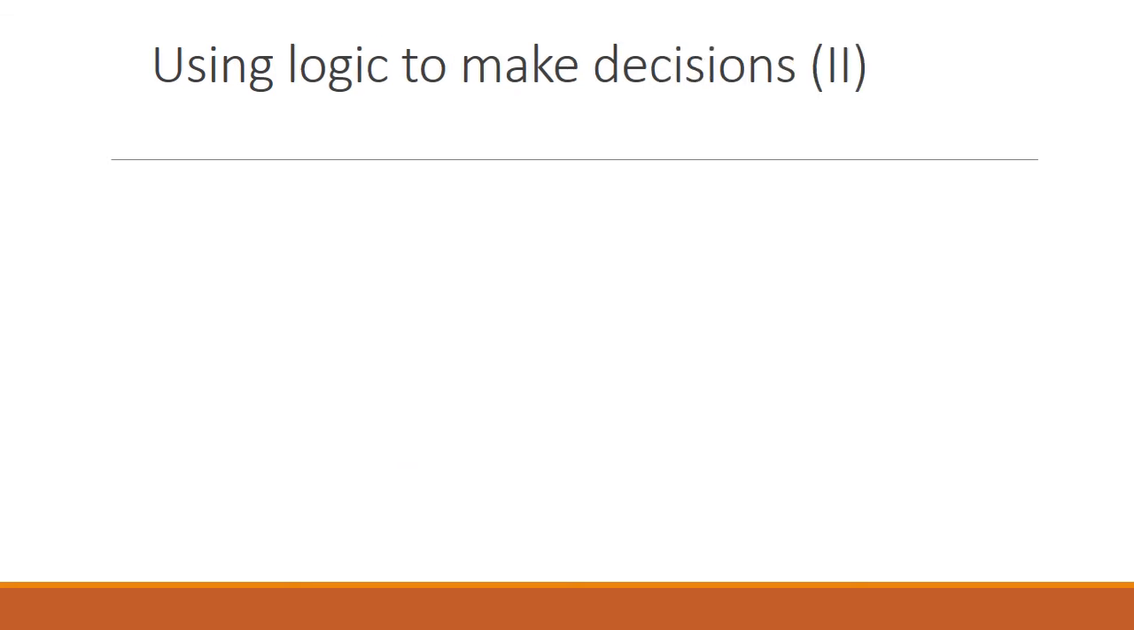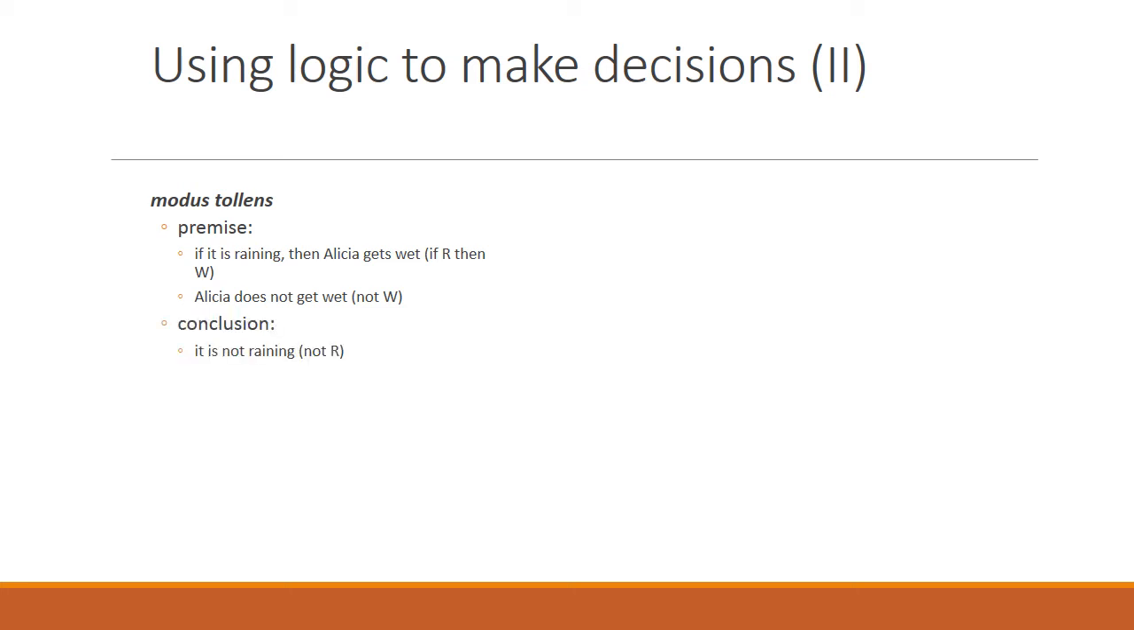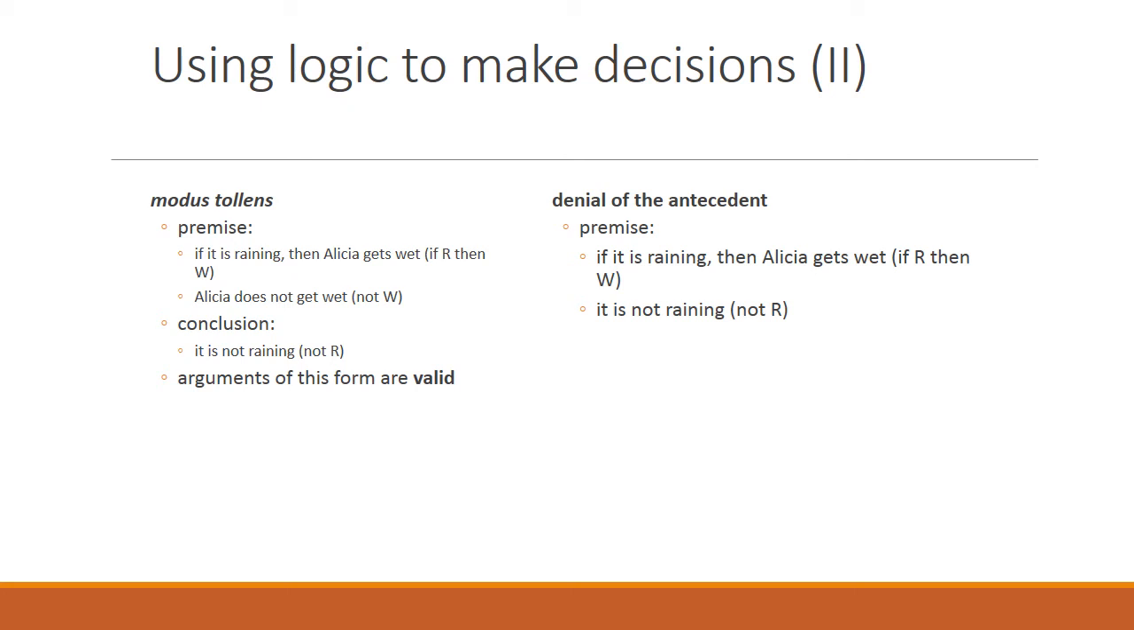We also have these two other forms. The modus tollens. The premise is if it is raining, then Alicia gets wet. So if R, then W. Alicia does not get wet, not W. The conclusion then is it is not raining. This is a valid argument given the premise. And then there's the denial of the antecedent. If it's raining, then Alicia gets wet. If R, then W. It is not raining. Therefore, Alicia does not get wet. Again, this is an invalid argument.